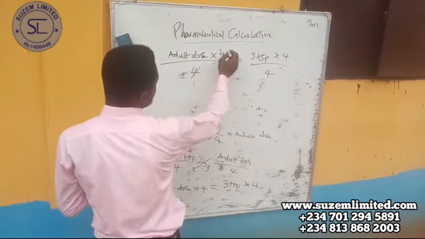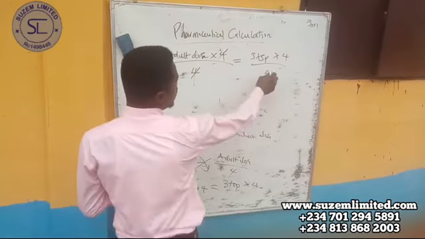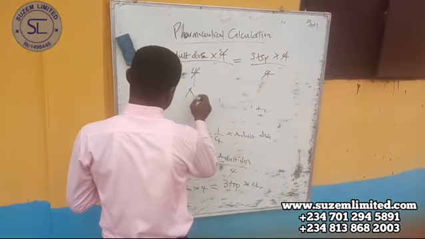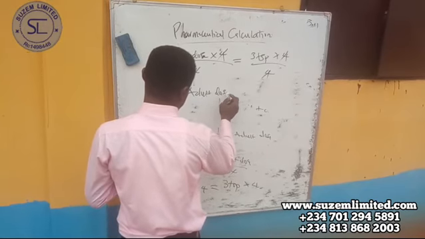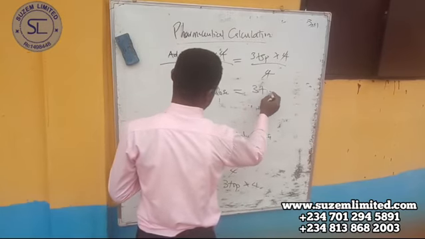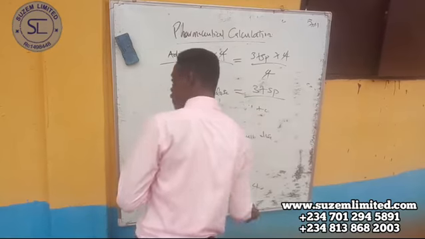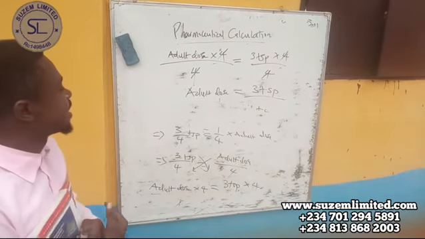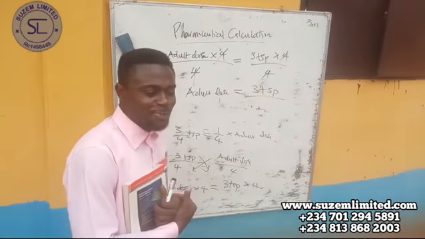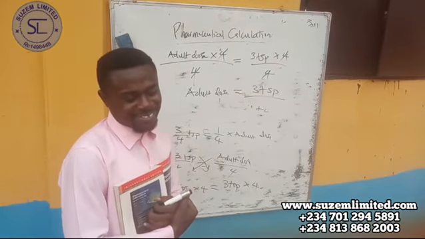So 4 will cancel 4 here. Yes. 4 here will cancel. That means adult dose is equal to 3 teaspoonfuls. So the adult dose is 3 teaspoonfuls. Does it make sense?